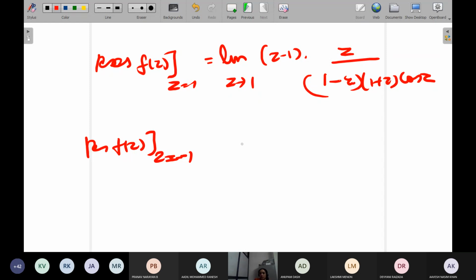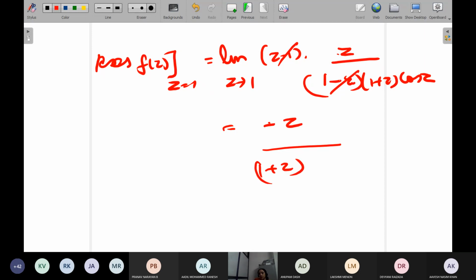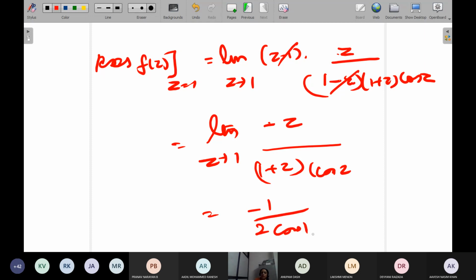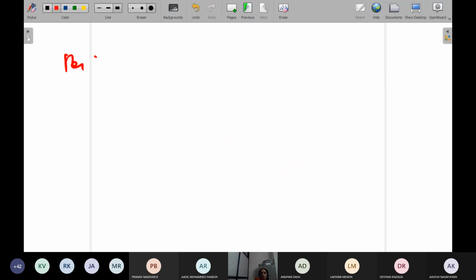Now, if you simplify this, the factors cancel with one minus sign, so I'm taking that minus sign here: minus z divided by (1 plus z) into cos z, with the limit as z tends to 1. Now applying the limit, we get minus 1 by 2 cos 1. Minus 1 by 2 cos 1.